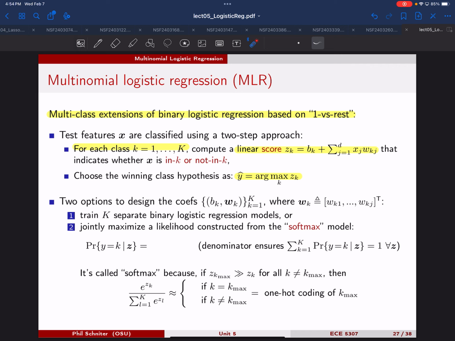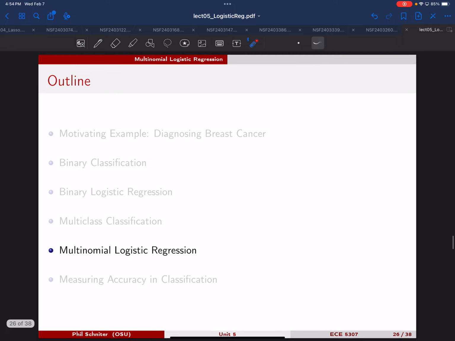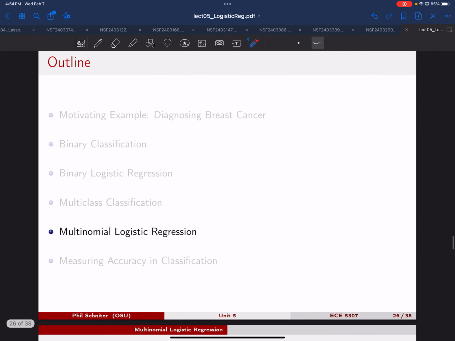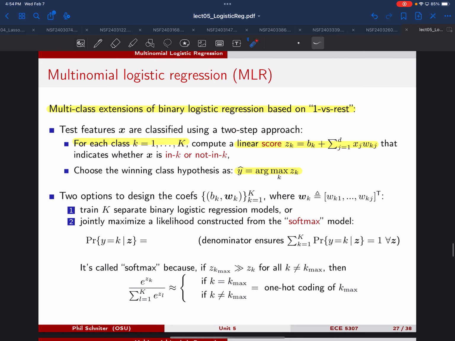Okay, so that's just a direct extension of this to logistic regression, except now, okay, where does logistic regression come in? Well, that has to do with how we train these weights, right? Okay, so there's an easy way to do it, and then there's a more complicated way to do it that works better.